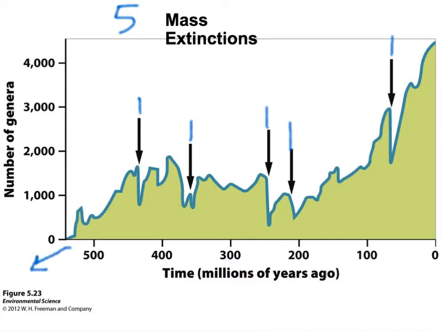So this graph right here doesn't go back all the way in Earth's history. It only goes back just beyond 500 million years ago, and Earth's history goes even further back than that. We have time in millions of years on the x-axis and number of genera on the y-axis. Remember that genera is a broader category than species. Genera includes species, and so it has more in there.